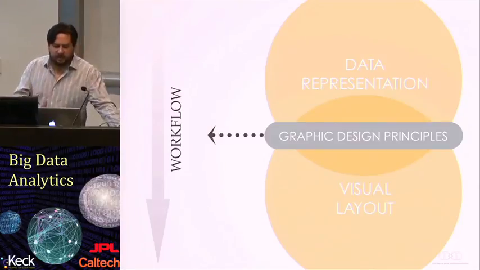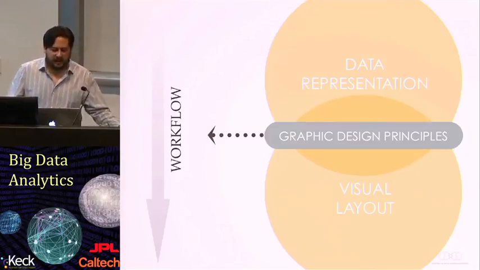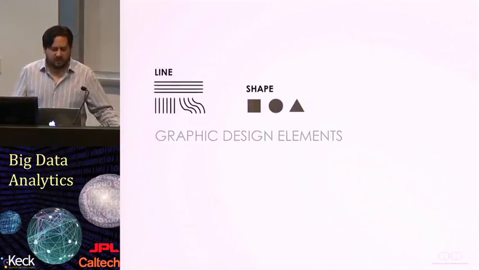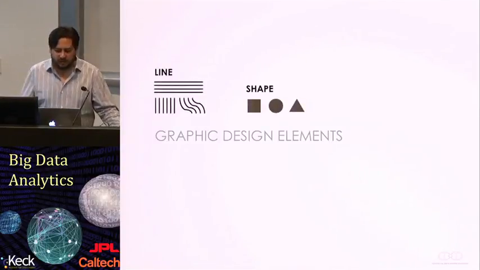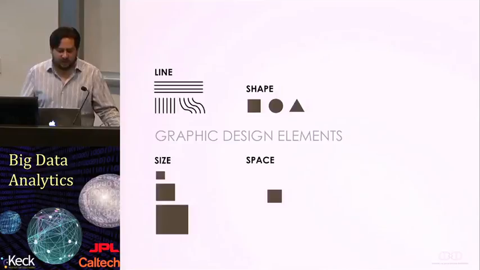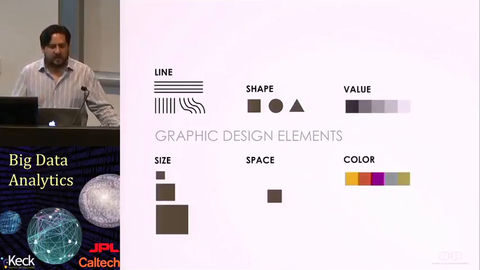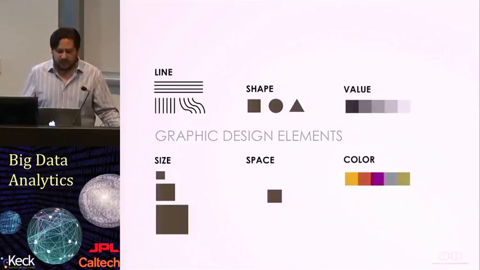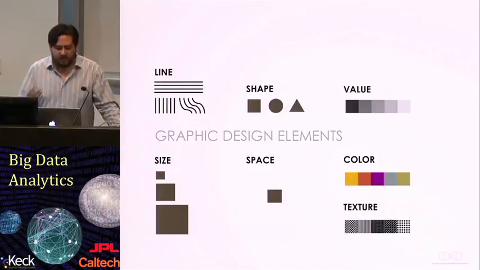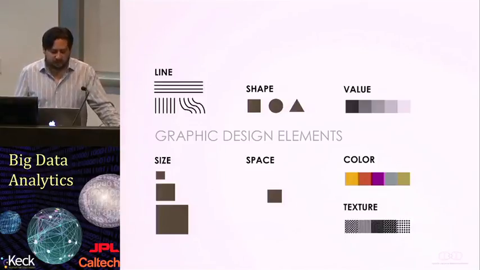So for that, let's talk a little bit about the different graphic design elements that we have available to us. The more clear ones is we have the use of lines, the use of shapes, but we also have the use of size. We can use the space around an element, and of course you can use color and the value, how light or dark something is. We can combine even these things to actually create more complex elements like texture.